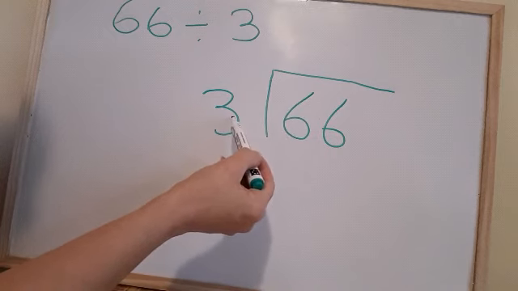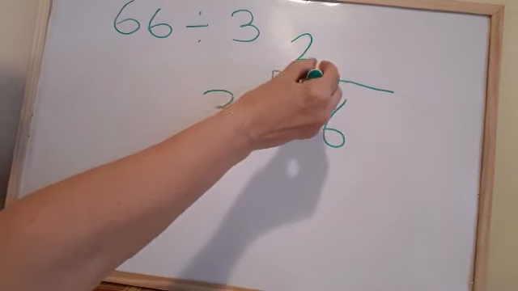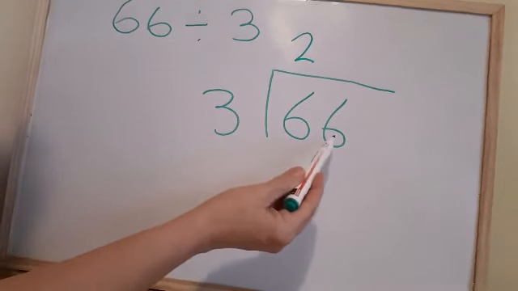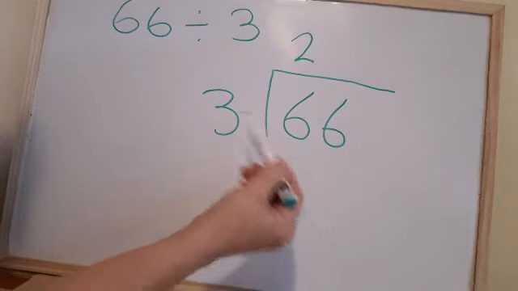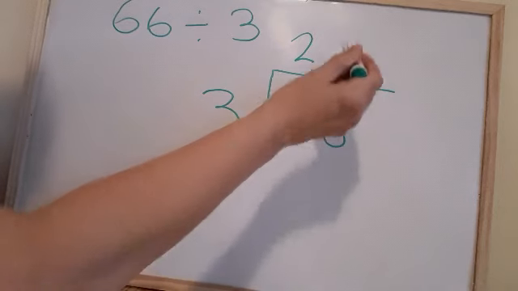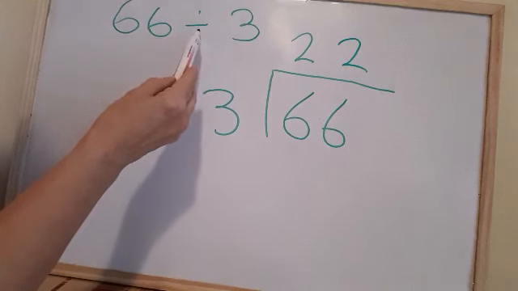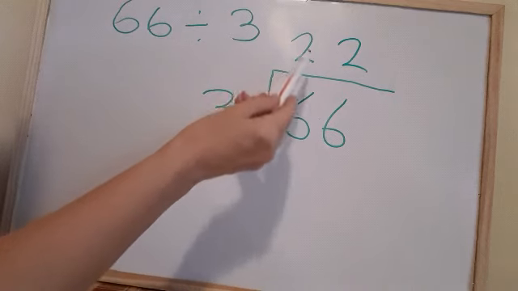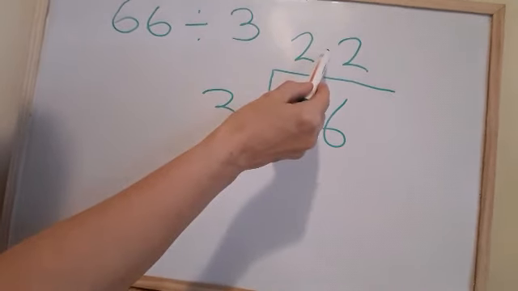In other words, how many 3's can make 6? Well, 2 can. 3 and 3 make 6. So we write 2 at the top. And then we go on to the next number, which is also a 6. How many 3's can make 6? Well, 2 can. 3 and 3 is 6. So this means that 66 divided or shared by 3 is 22. 3 people would get 22 sweets each.